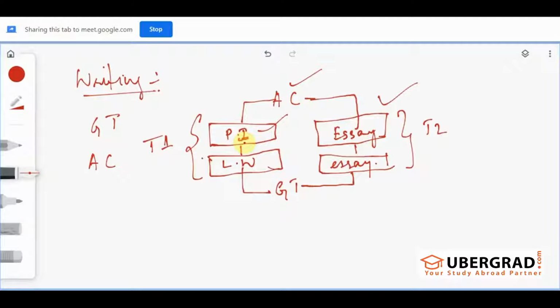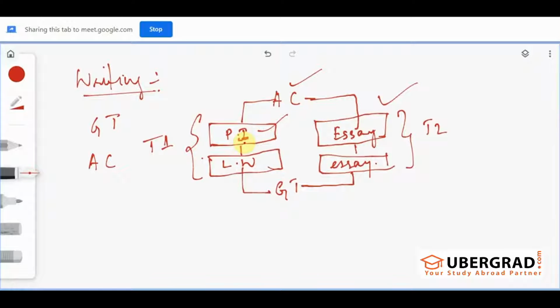The instruction for the question that you have is: write a report for a university lecturer describing the graph, describing the main features of the diagram and making relevant comparisons. Okay, so why do they say that you have to write it for a university lecturer? Because the tone has to be formal.